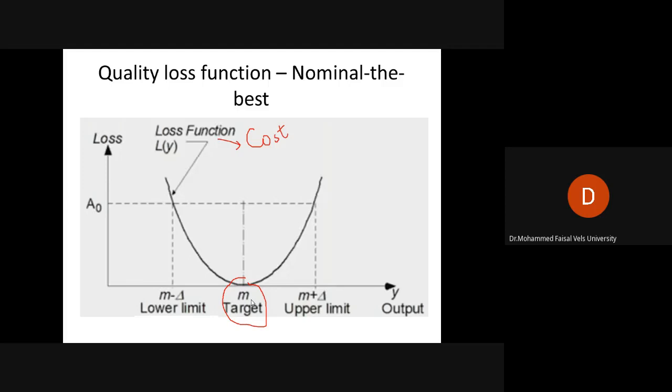What is the loss or cost function? The fee you pay. Sometimes late coming is given in terms of cost also, or assume that it is given in terms of reduction of marks. That's what it is given. What is a loss to you?